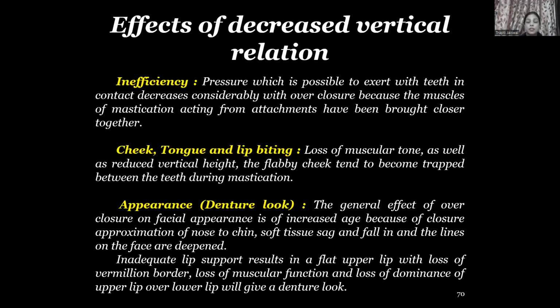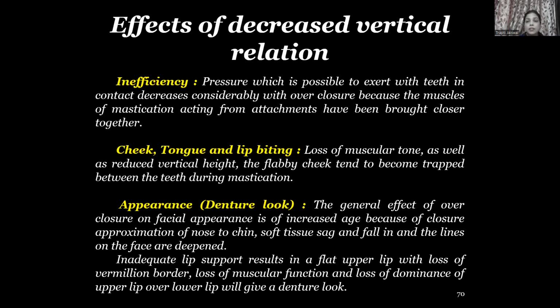Effects of decreased vertical dimension. If we have not recorded the vertical dimension at rest properly, and there is a decreased vertical relation, the occlusal vertical dimension is far lesser and the freeway space is more than 2 to 4 mm. Then the effects will be inefficiency.